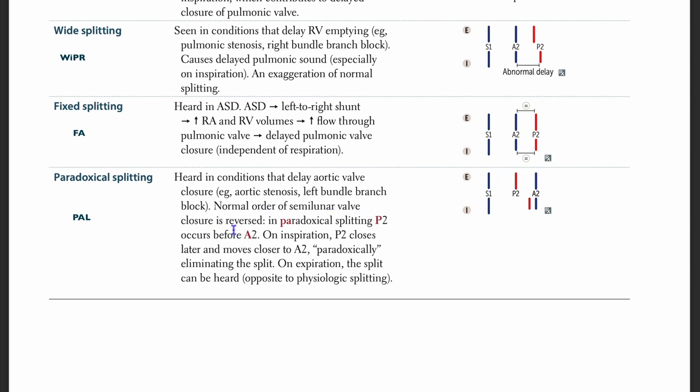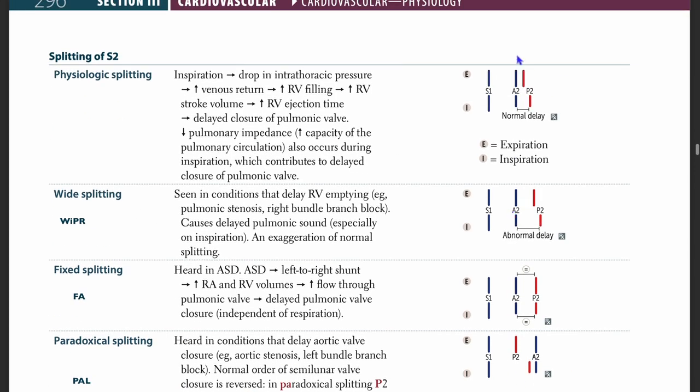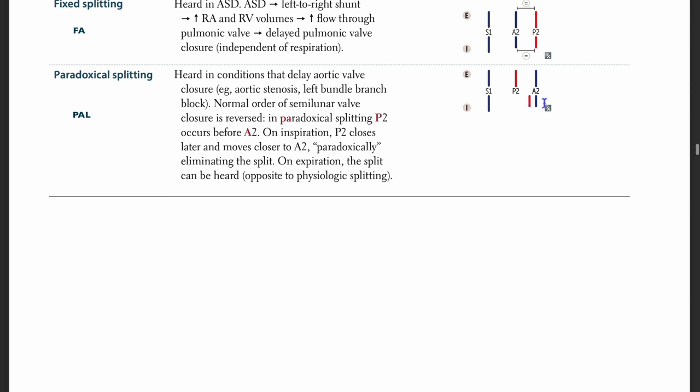So the normal order of semilunar valve closure is reversed. In paradoxical splitting, P2, so the pulmonary valve, closes before the aortic. On inspiration, the pulmonary closes later, right? And that's why it sounds closer to the delayed aortic closing. So paradoxical, eliminating the split. Normally the split is not heard during expiration and is heard during inspiration, but here during inspiration it's not heard, but it's heard during expiration. So that's why it's called paradoxical.